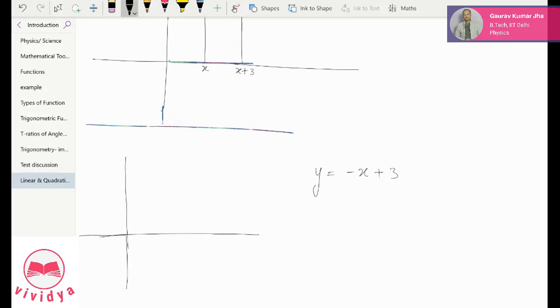Okay, so I'll give you a head start. I'll just find out two points. If I put X equal to 0, I'll get Y equal to 3. If I put X equal to, let's say, 1, I'm getting Y equal to 2. So you can see if X increases, Y is decreasing. Earlier at X equal to 0, Y was 3. Now at X equal to 1, Y is 2. So it has decreased from 3 to 2 as X has increased. X has increased, and Y has dropped.